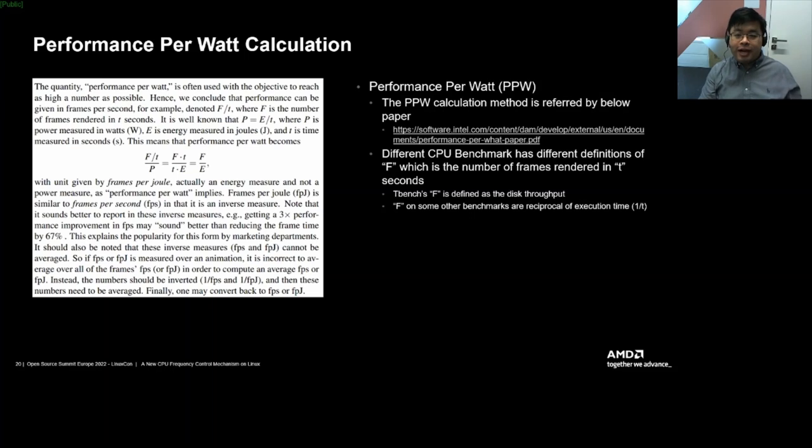And this is the guideline formula that we use to calculate performance per watt scaling for each benchmark test. The community provides a paper to explain how we could test and measure the performance per watt data. I didn't want to go into great detail here. If you have any interest, we can discuss it offline.